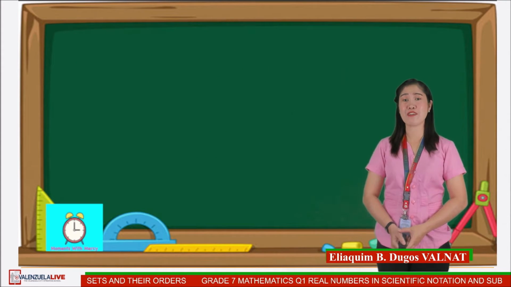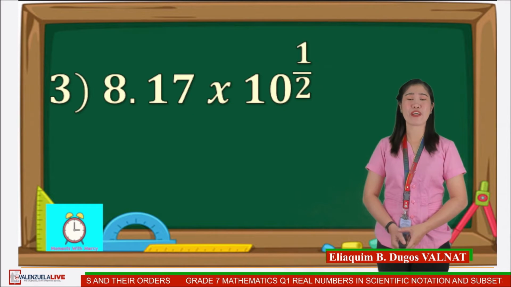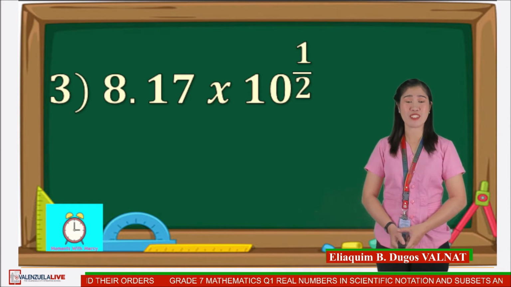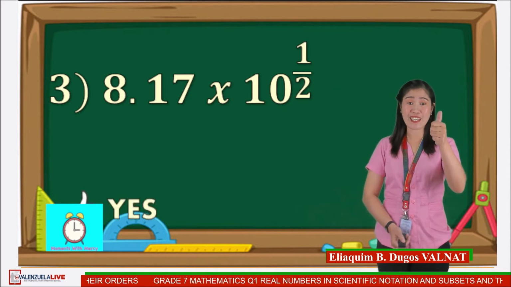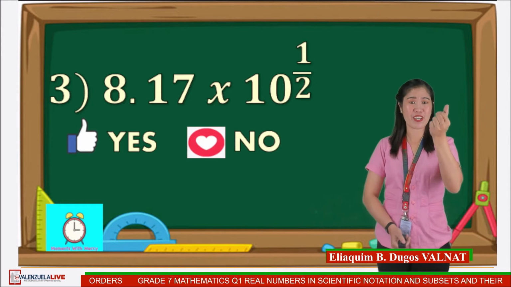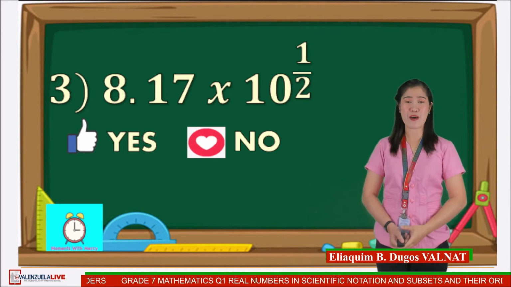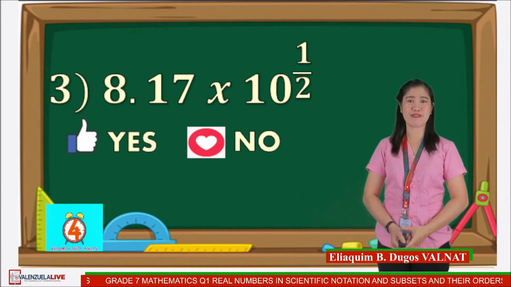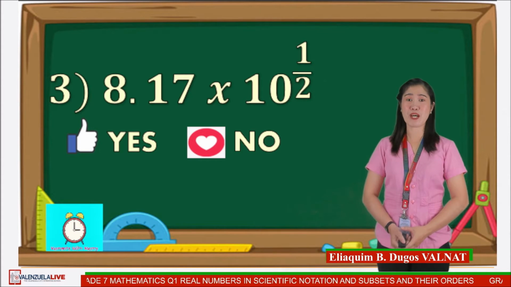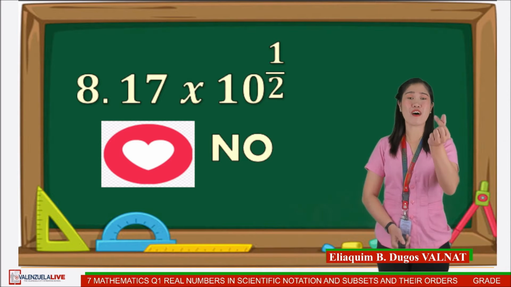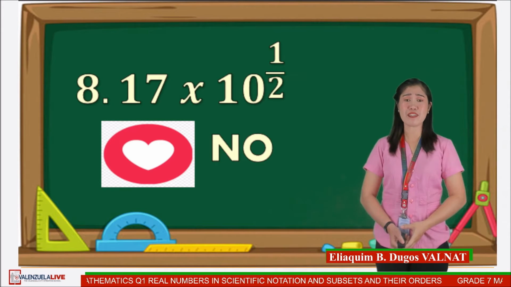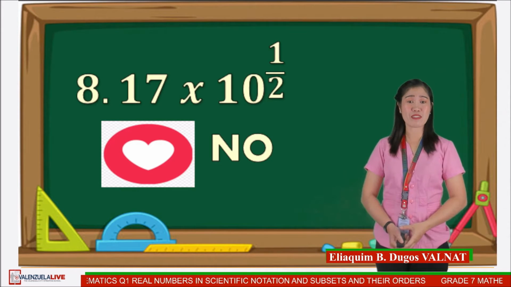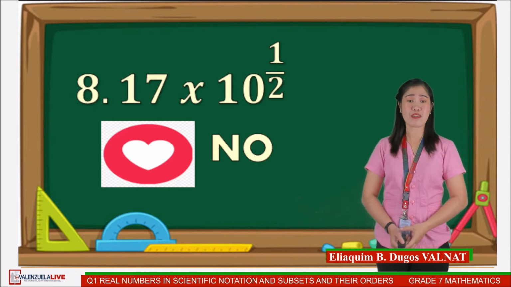For the last given, 8.17 times 10 raised to 1/2. Is it like or a heart? Your timer starts now. Time's up. It's a heart. It is not a scientific notation because the value of a is between 1 and 10, but the value of n is not an integer.